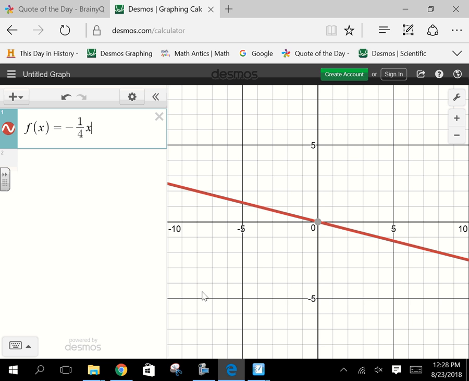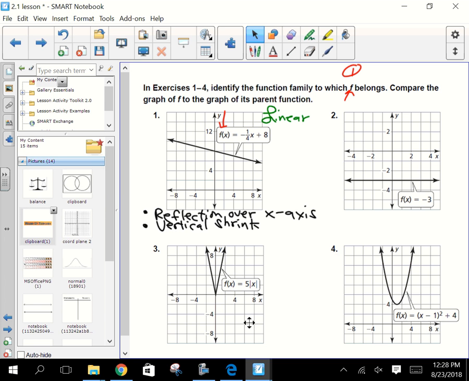Translation. Look at what I'm going to do. I'm going to put +8. Look at how the line goes up. +8, and it's up there. There it is. So it's a translation, 8 units upward. Write that down with me. Here we go. And we're done with number 1.